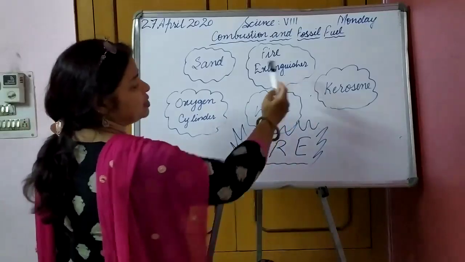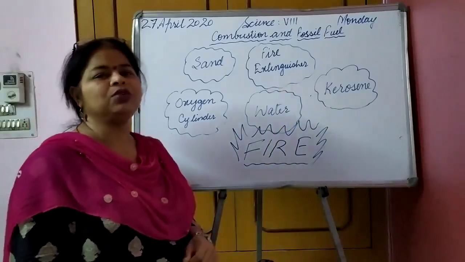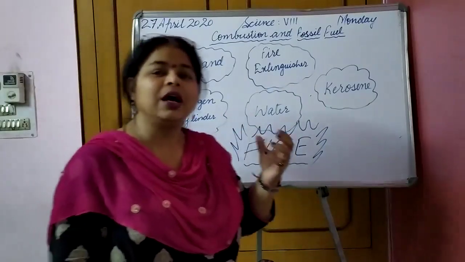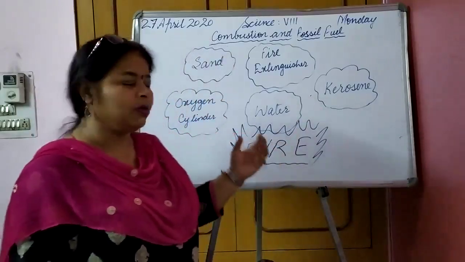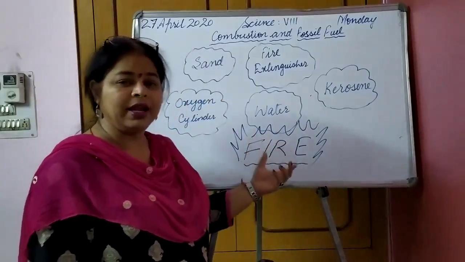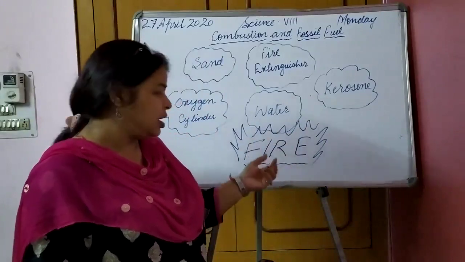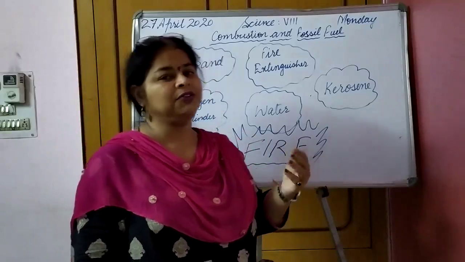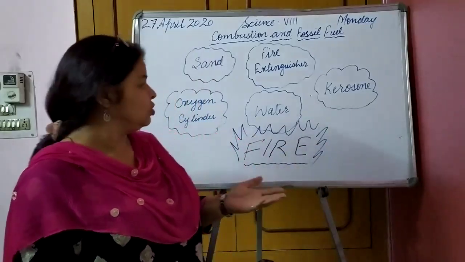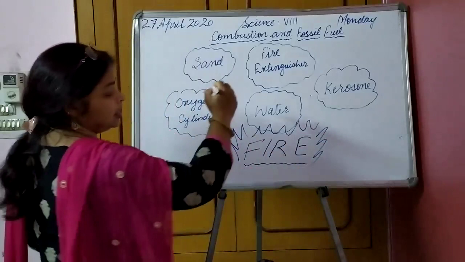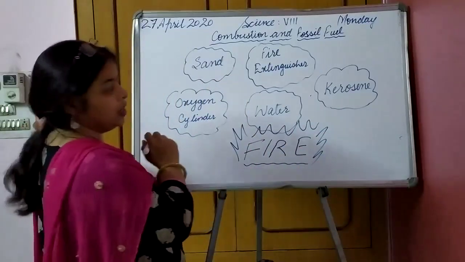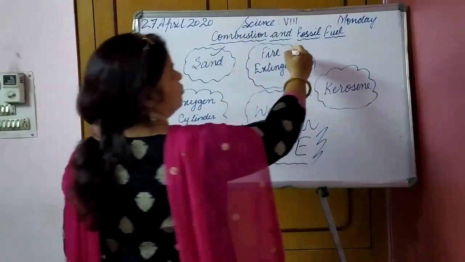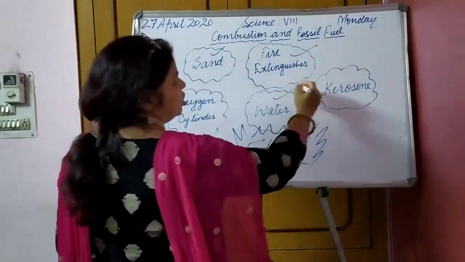Now, what about a fire extinguisher? It is also going to extinguish fire. Why? Because carbon dioxide gas is formed in it when it is broken, and as a result this carbon dioxide gas is going to cut off the connection of oxygen and the fire will extinguish. So the words relating to extinguishing fire are sand, fire extinguisher, water.